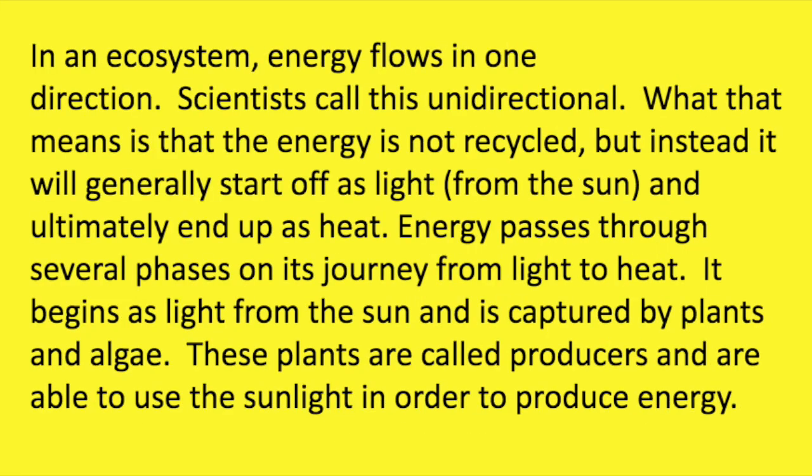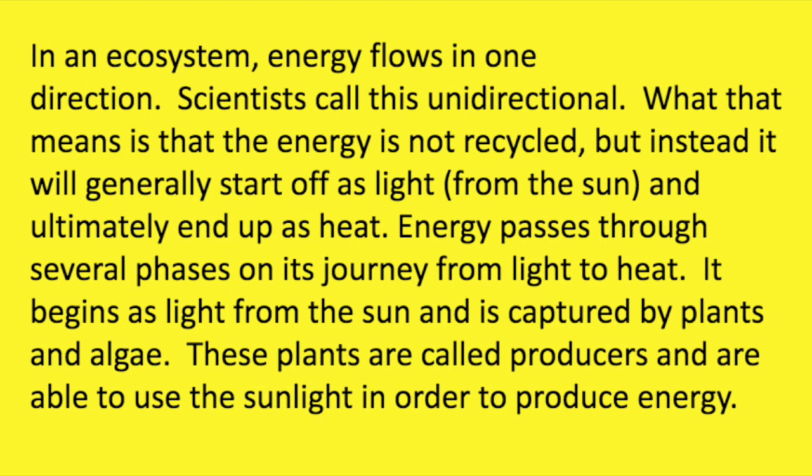In an ecosystem, energy flows in one direction. Scientists call this unidirectional. What that means is that the energy is not recycled, but instead it will generally start off as light from the sun and will ultimately end up as heat. Energy passes through several phases on its journey from light to heat.